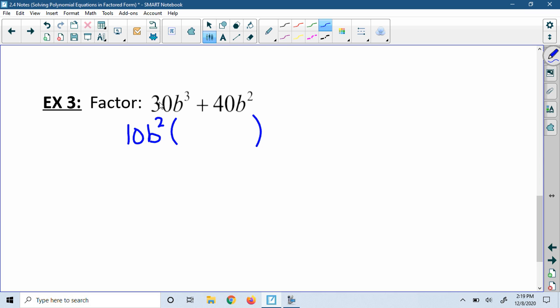What's left over? Well, 30 divided by 10 is 3. I had 3 b's, I pulled 2 of them out, so I've got 1 left. Plus 40 divided by 10 is 4. I had 2 b's, I pulled both of them out, so there are no b's left there. Not spaced very well, but that is factored.